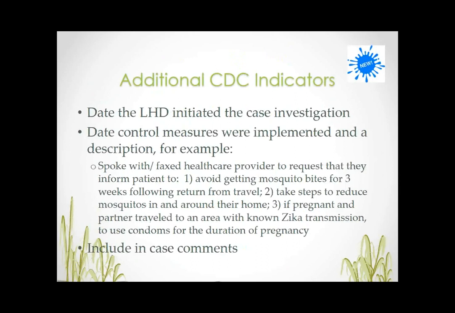CDC has asked us for 2 additional indicators on Zika cases. And again, these are just cases, not persons tested for Zika. CDC is measuring the timeliness of investigation and the timeliness of providing control recommendations. So we've included a description of this in the new Zika chapter, which should be posted next week. And we're basically asking that you document this in the case comments field. I've included an example here. If you've provided a control recommendation to the patient or to the physician, just document that and the date. That way we can report on those indicators to CDC. And CDC is using within 48 hours as their benchmark for each of those 2 indicators.